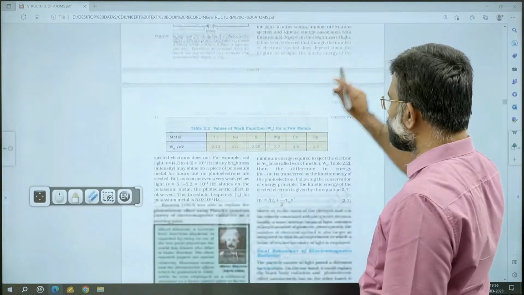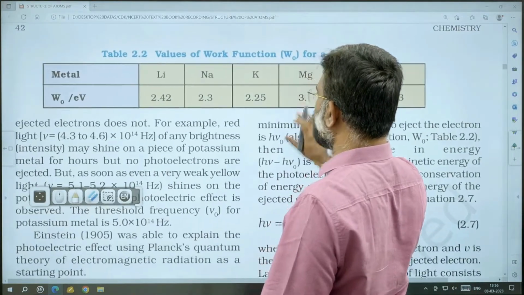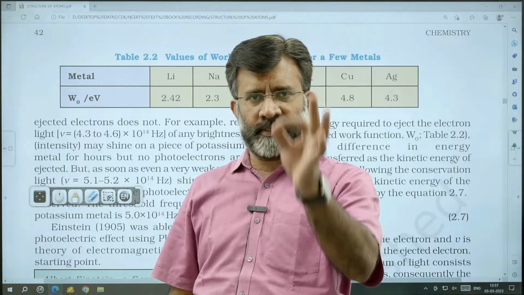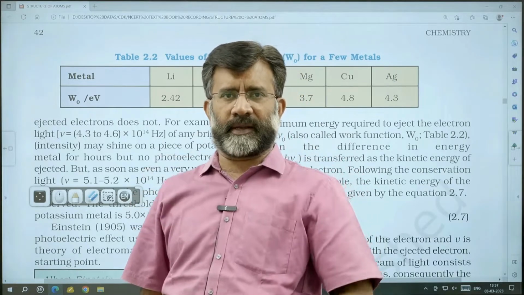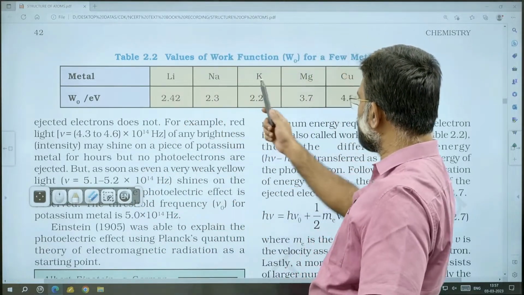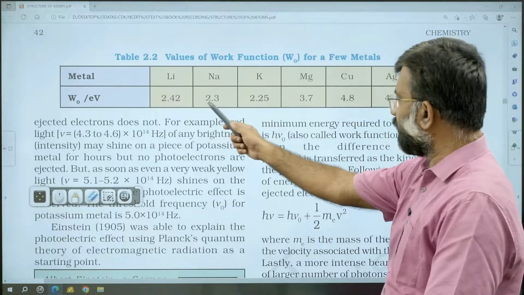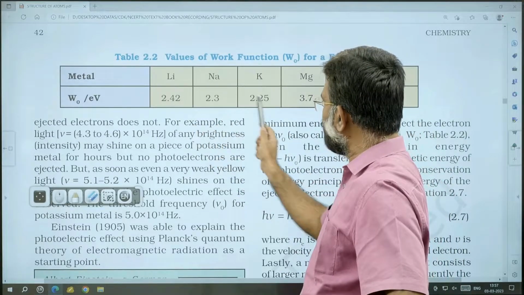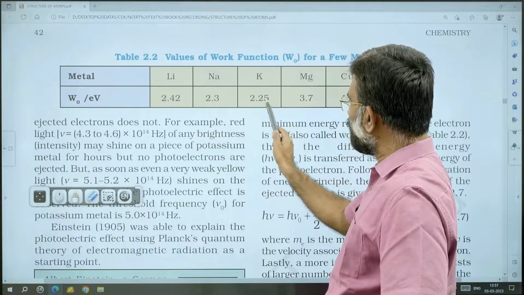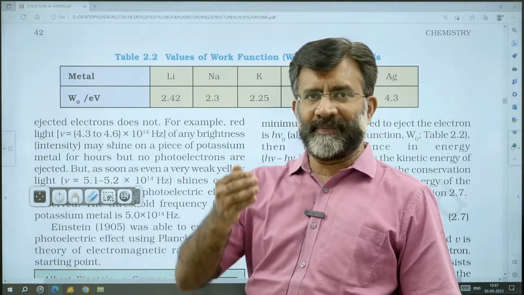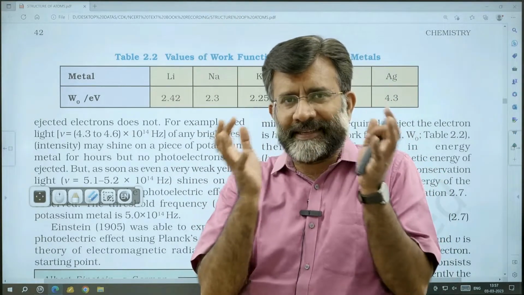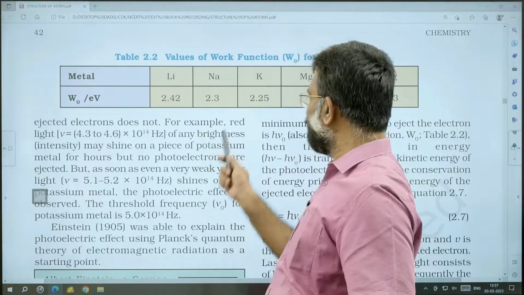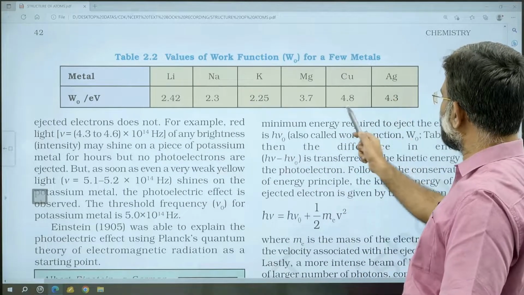And you can very well see a few metals having their work function quoted. What is work function? Work function means threshold energy, the minimum energy required to cause photoelectric effect. You see lithium, sodium, potassium, magnesium, copper, silver having their work function. Potassium has the minimum, because as you come down the alkali metals, their size increases and they can easily lose an electron, so the value is decreasing. While if you go to copper, silver, the value is pretty high.